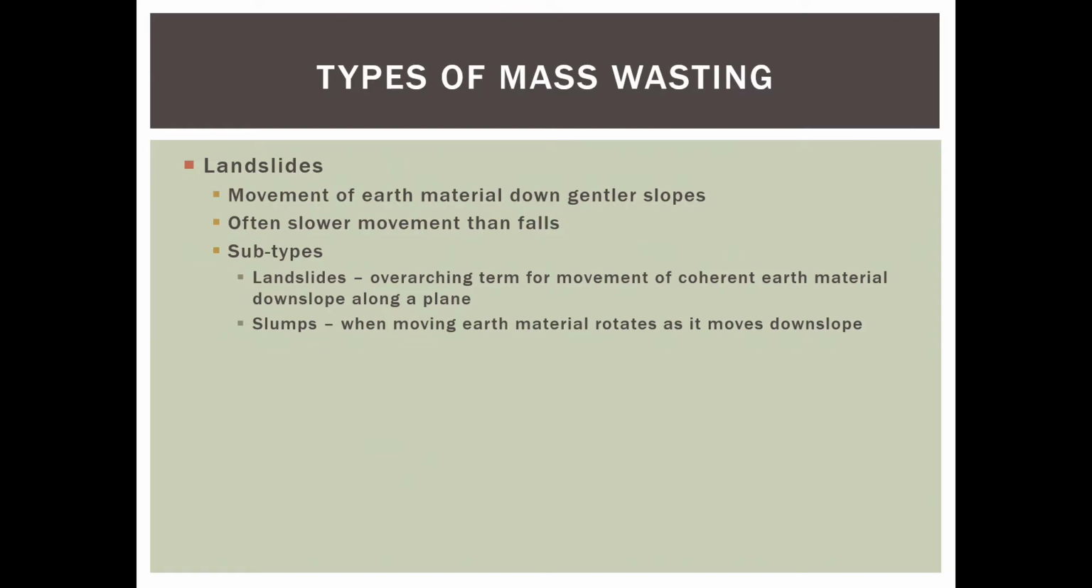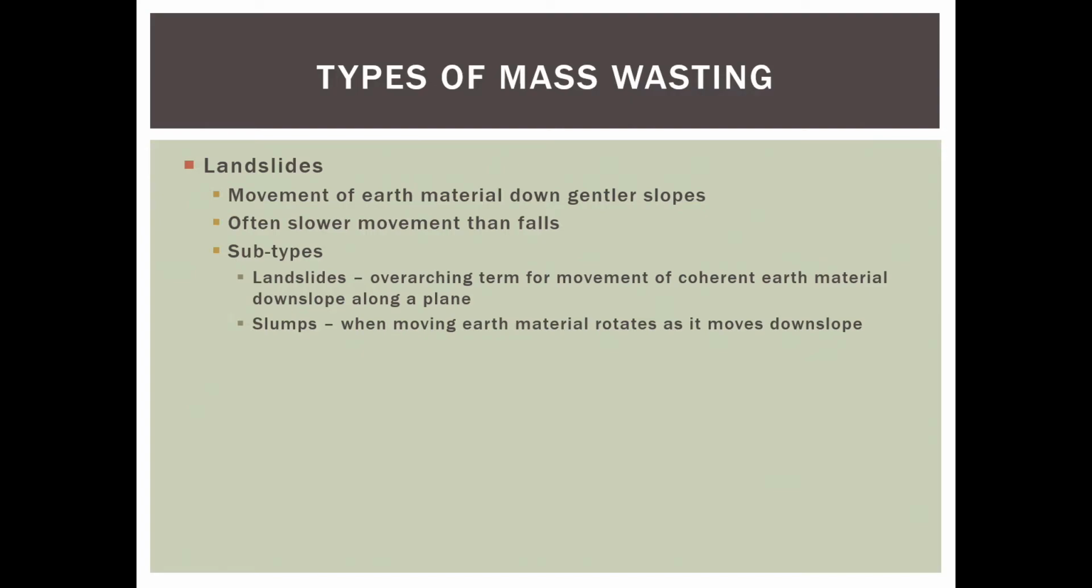Another type of mass wasting is a landslide. This is a movement of earth material, typically down a gentler slope. It's still maybe a steeper slope, but not vertical or near vertical like with the falls. Because landslides are not on vertical slopes, their movement's often slower. It doesn't mean it's slow, but it's slower.